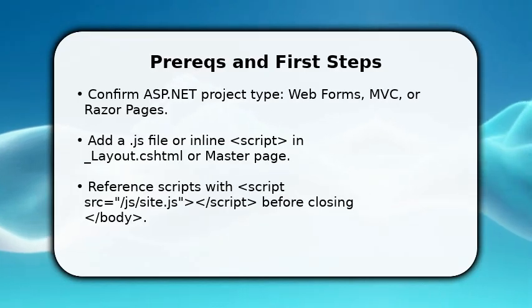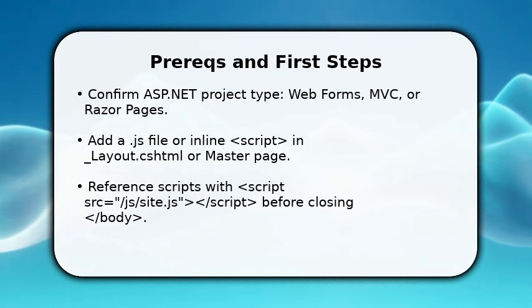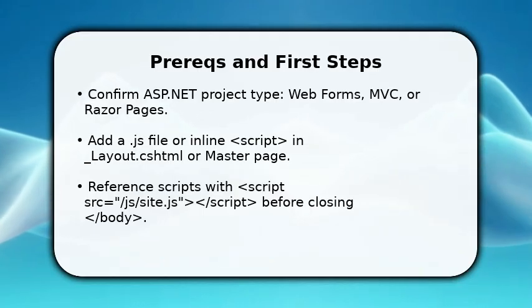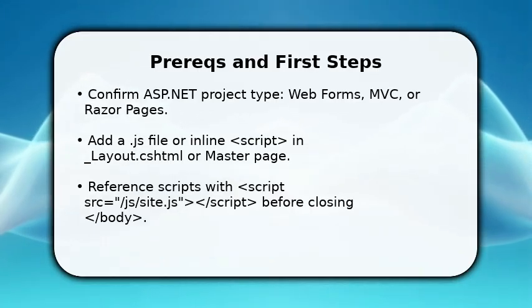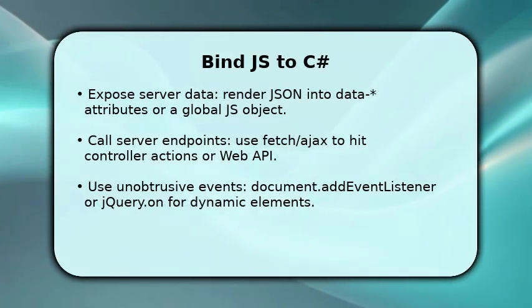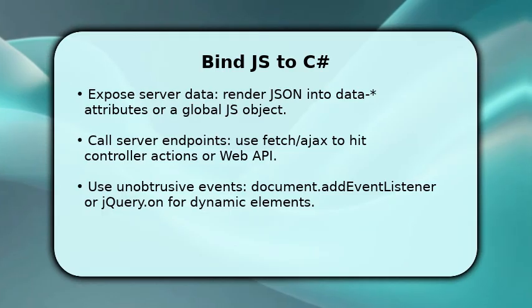You can also register scripts via bundling or tag helpers. Choose the method that fits your build pipeline and environment. Now you connect JavaScript to server logic by passing data and calling endpoints. Render model values as JSON into a global object or data-* attributes so JS reads typed data easily.